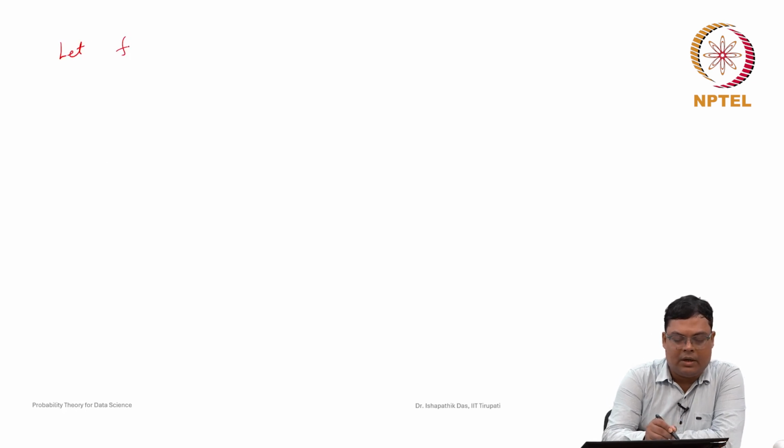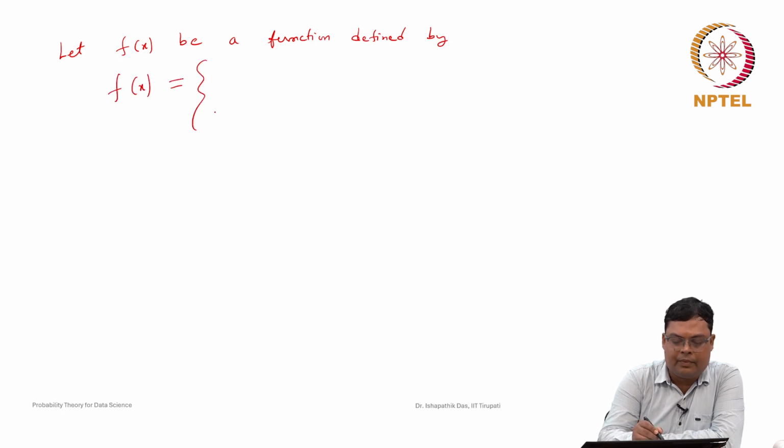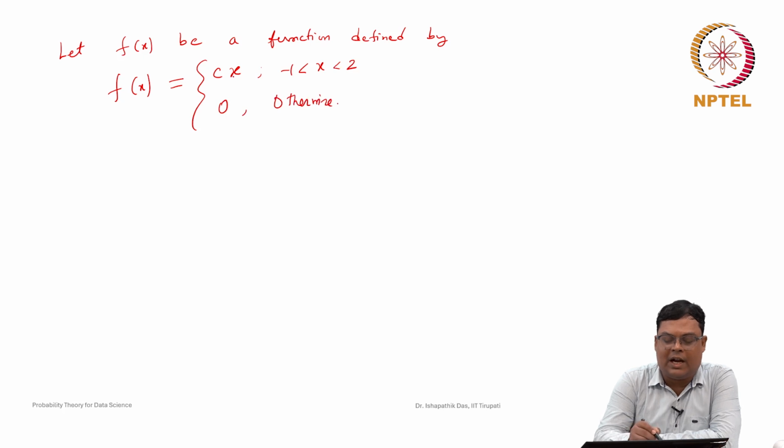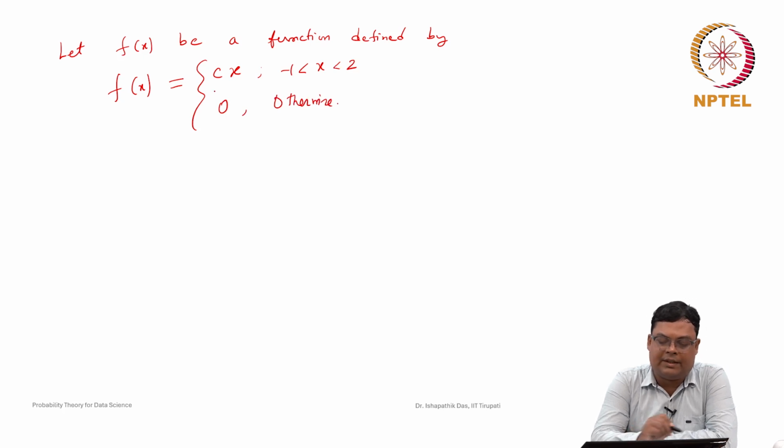So, suppose f(x) is a function defined by f(x) = c·x whenever x is greater than -1 and less than 2, and equal to 0 otherwise. Note that earlier we did x squared, now we have x only.